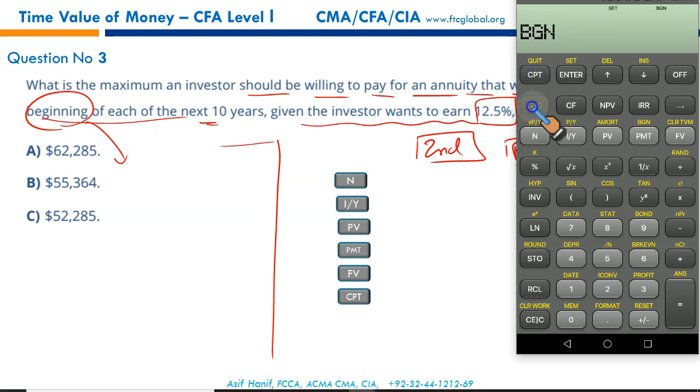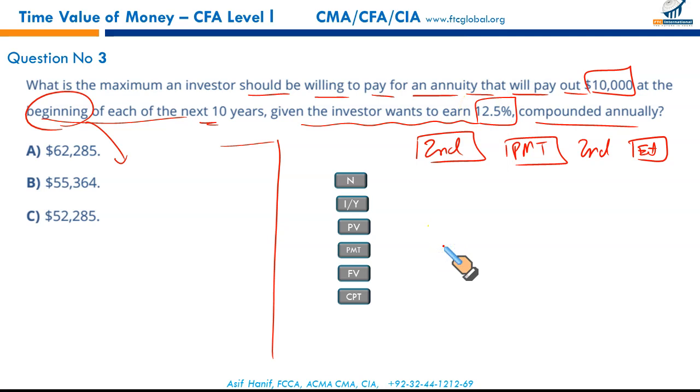Second PMT, second enter. It was all in beginning mode. Second PMT, second set or enter, that will bring you to the beginning mode. Now let us extract the numbers so as to plug it in and get the result straight away.